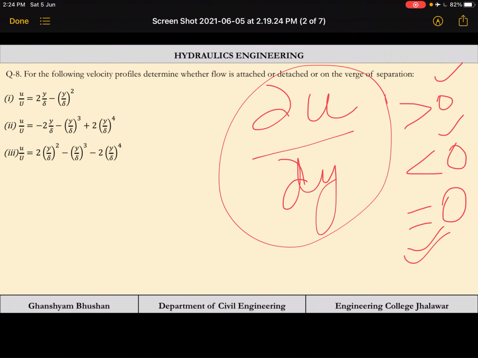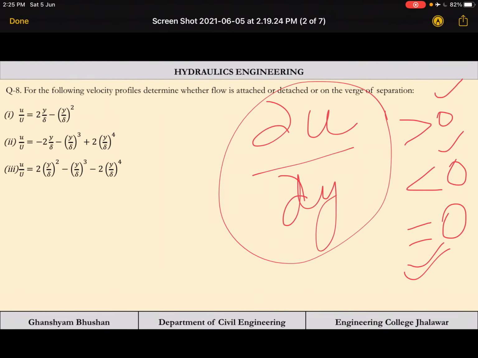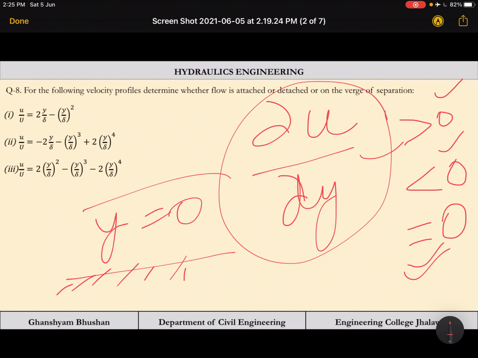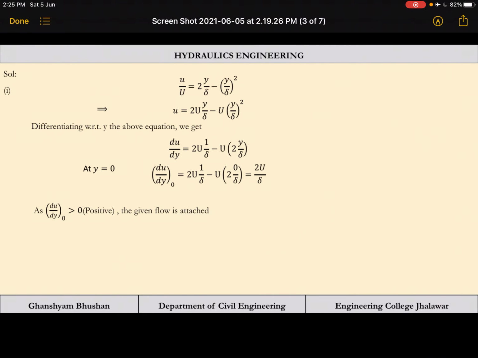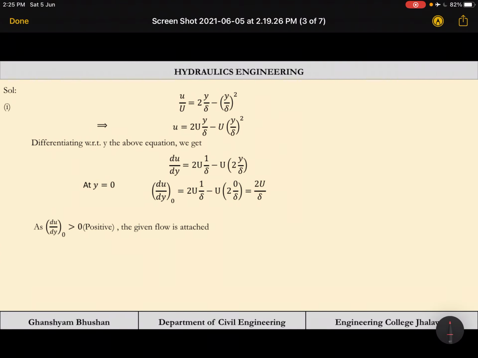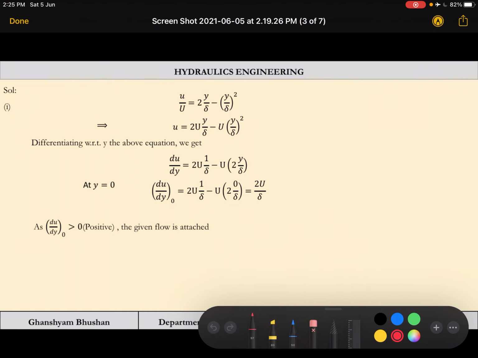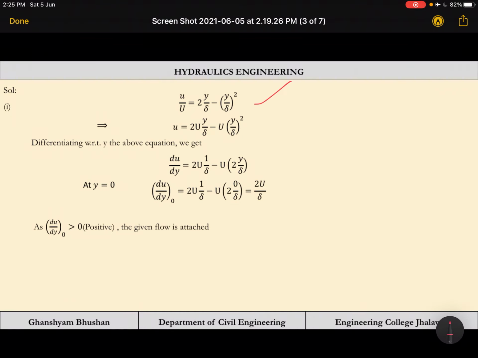So we have to check this parameter at the boundary, that is at y equal to 0, where y is 0. The first example has the velocity given as u by capital U equals 2y by delta minus y square by delta square.